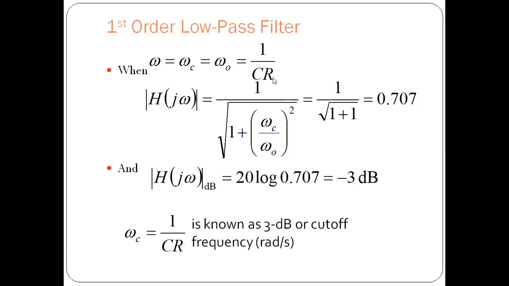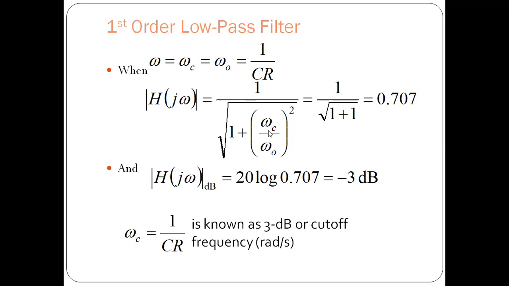So then what happens? That means omega is equal to omega naught. So both are equal. Then the transfer function H of j omega is equal to 1 by root of 1 plus omega c by omega naught squared. Here we are assuming that the frequency of the input signal is omega naught, so omega c and omega naught are equal.